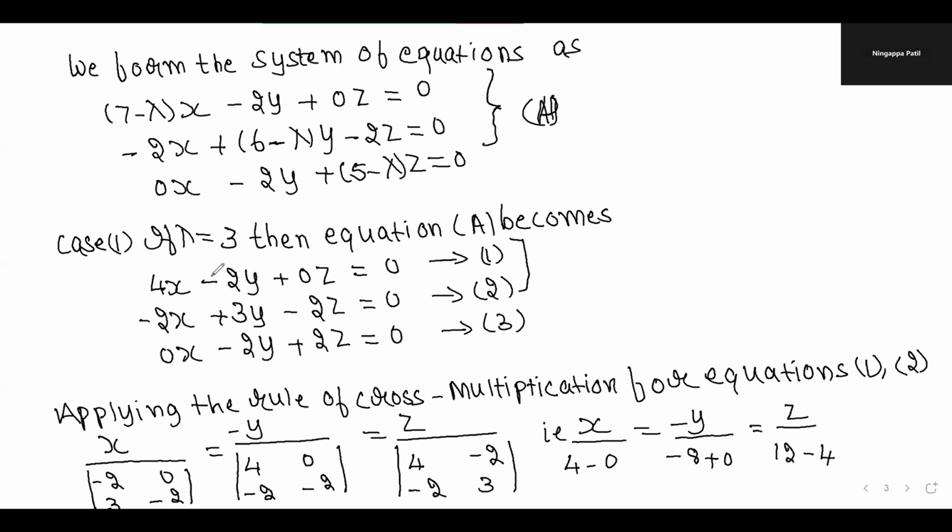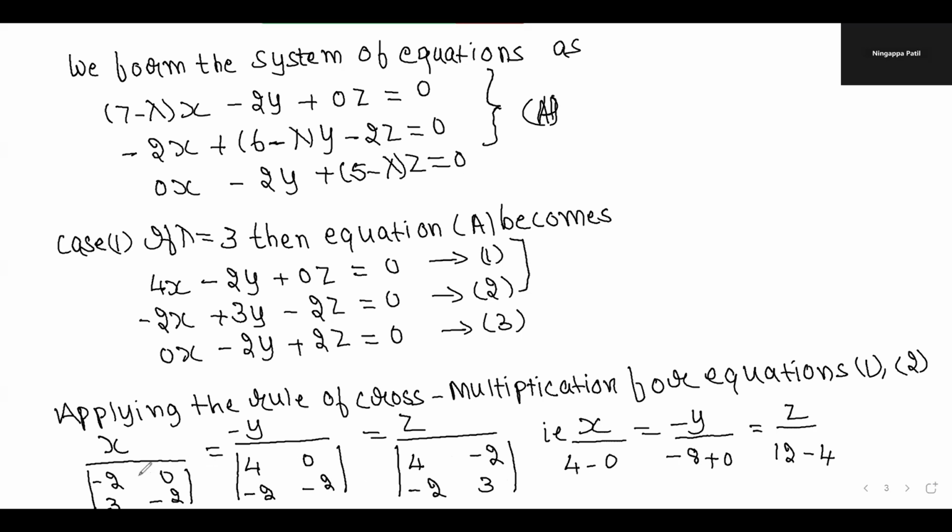Minus y. The minus is there, that is why minus. Always you take it with the minus y. Divided by the determinant 4, 0, minus 2, minus 2. Look here, and z divided by the determinant: you keep the pencil here and take the coefficient of the remaining variables, 4, minus 2, minus 2, 3. So x upon minus 2, 0, 3, minus 2; minus y upon 4, 0, minus 2, minus 2; z upon 4, minus 2, minus 2, 3.